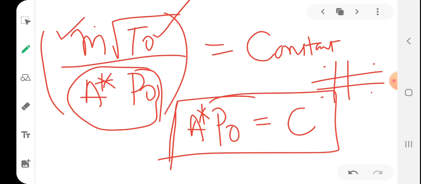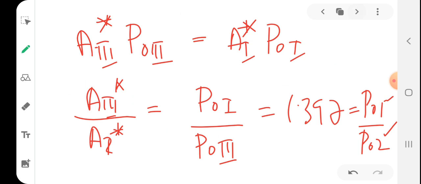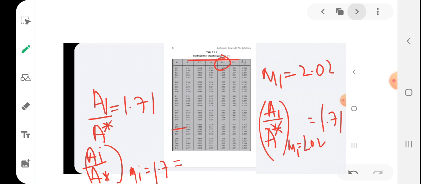Whenever you are short of data and don't know how to proceed in a problem, you might be missing this particular equation. If you know this equation, you will be able to relate A star, the critical area, and the stagnation pressure. With this, I will stop this session.